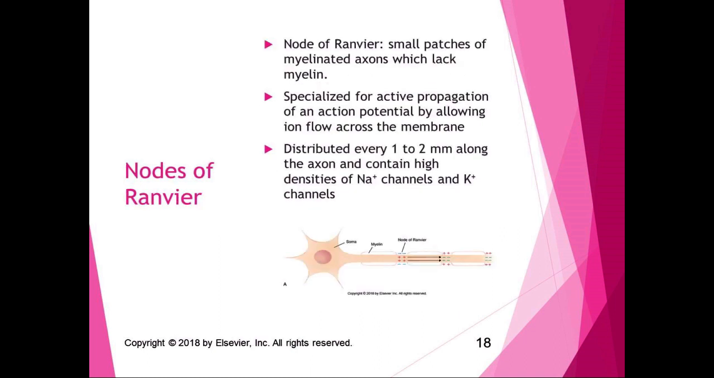So there are spaces between the little bundles of myelin that are called nodes of Ranvier. They're small patches of myelinated axons which lack myelin, and they're specialized for active propagation of action potential by allowing ion flow across the membrane. They occur every 1 to 2 millimeters along the axon, and they contain high densities of sodium and potassium channels, those voltage-gated channels.